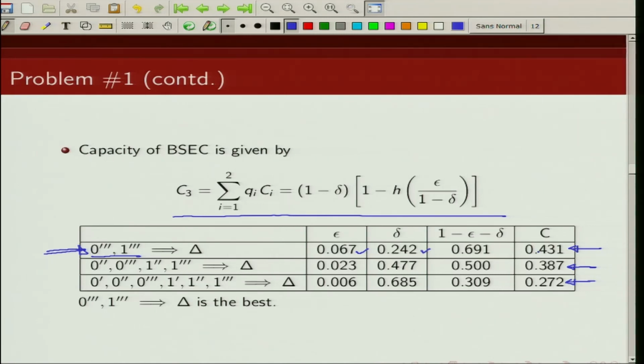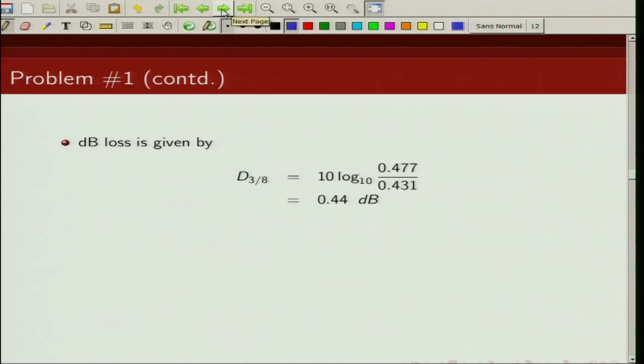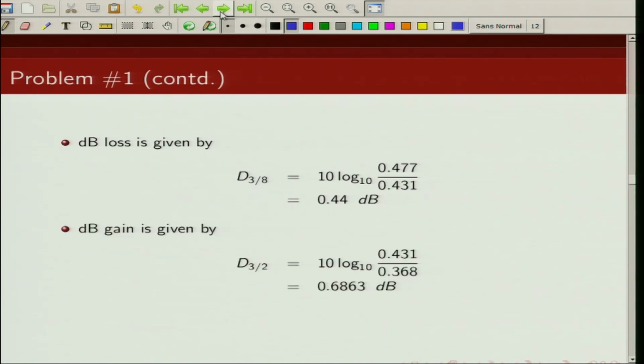capacity. So what I do is I map 0 and 0 dash and 0 double dash to 0. I map 1, 1 dash and 1 double dash to 1, and I map 0 triple dash and 1 triple dash to delta. So if I do that, I get the maximum capacity, which is 0.31 bits. Now if we compare this with the capacity of the original channel, which was 0.477 bits, there is a 0.44 dB loss. However, if you compare it with the capacity of the binary symmetric channel in problem 1b, there is a gain of capacity of around 0.69 dB.